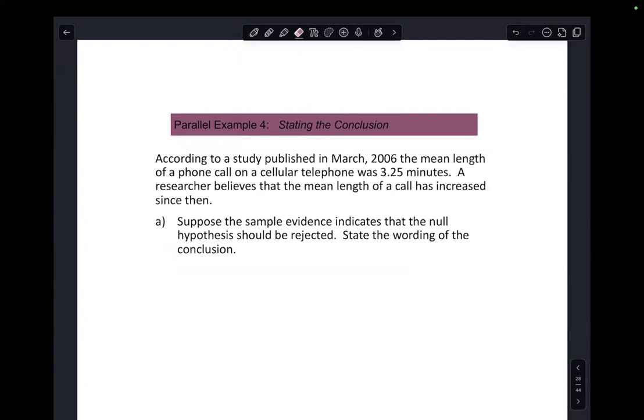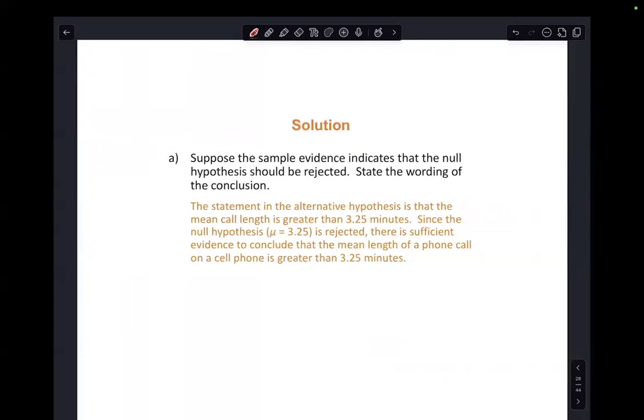But the conclusions I write here, because we're not going to have the math yet, are not going to be fully complete. Once we have the math on Thursday, it'll be fully complete, if that makes sense. Okay. So in this case, this is the cell phone one, where they believe that the mean length of a call has increased. Our sample evidence indicates the null hypothesis should be rejected. Look at how many words they use.